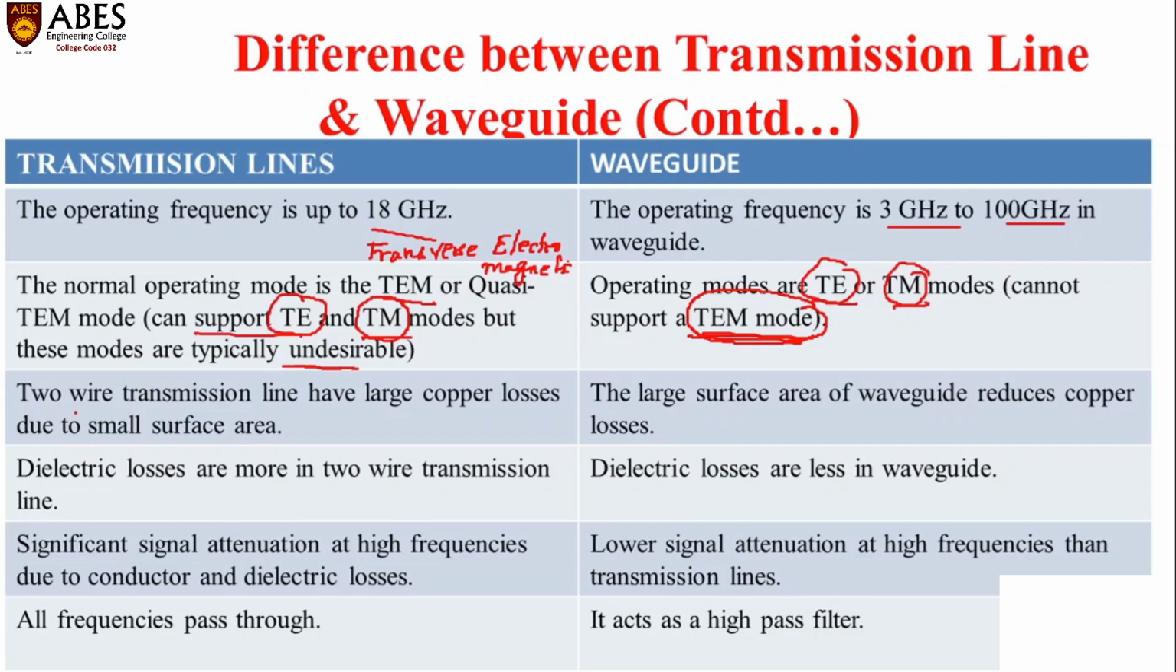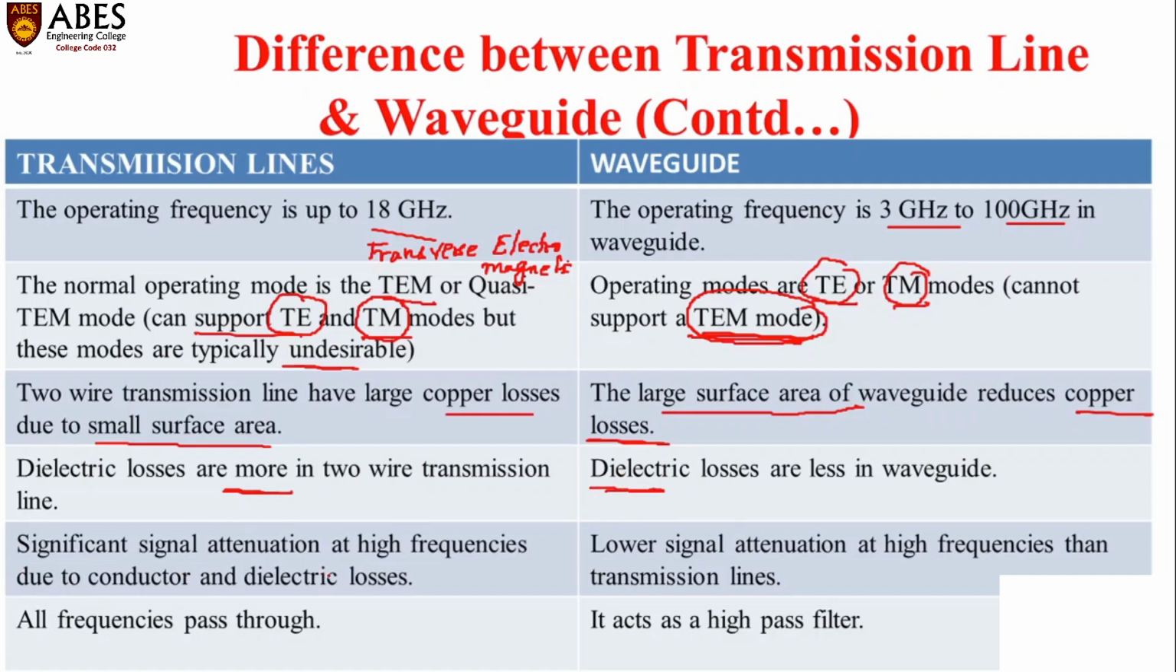Then another difference: the two-wire transmission line has a large copper area due to small surface area, and in the case of a waveguide, the large surface area reduces copper losses. Now, the dielectric losses are more in the case of a two-wire transmission line, and the dielectric losses are less in the case of a waveguide.